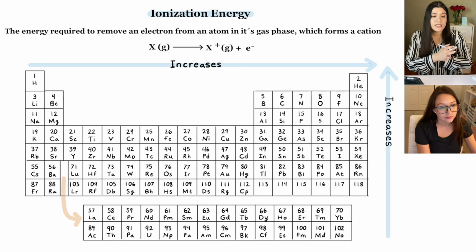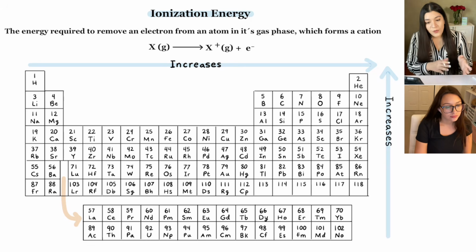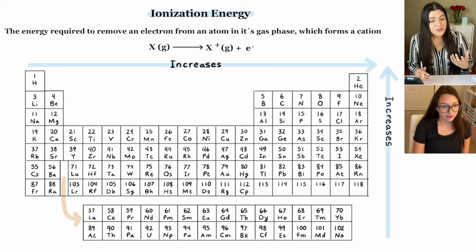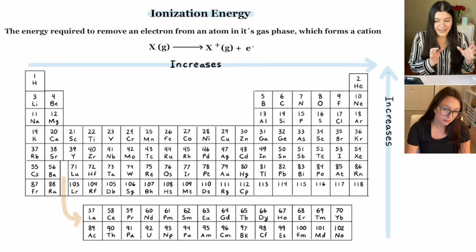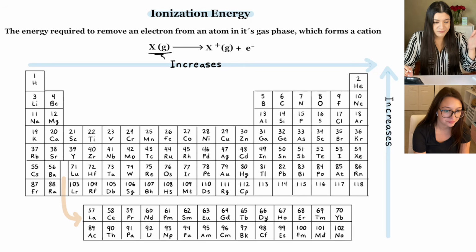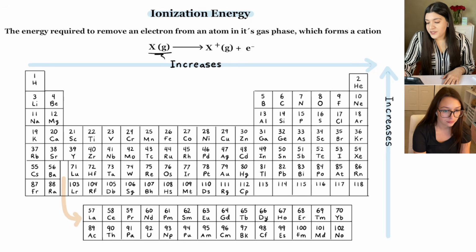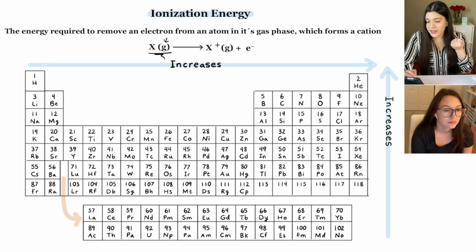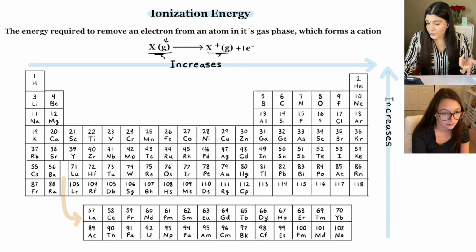All right, so the next trend is going to be ionization energy. What that's talking about is the energy that's required to remove an electron. Specifically, we're looking at an electron being removed from an atom that's in its gas phase. So in this case, X is just representing any typical atom, and this G is telling us that it's in its gas phase. I'm removing an electron and now it's going to form a cation. And this is just representing the one electron that I'm removing.